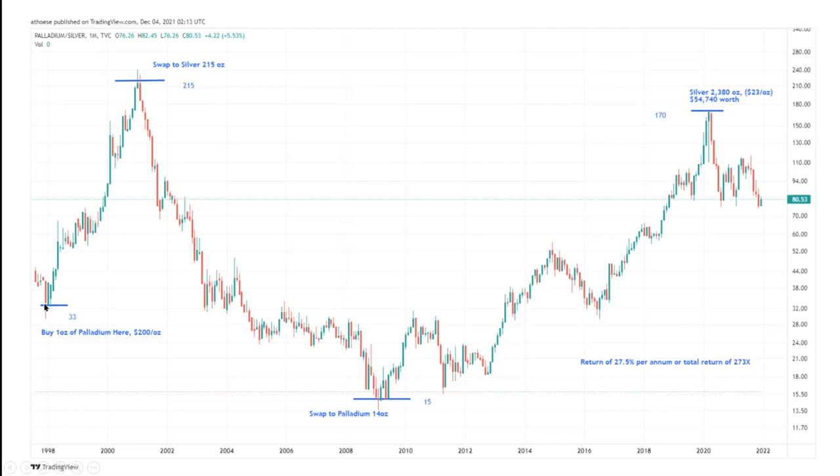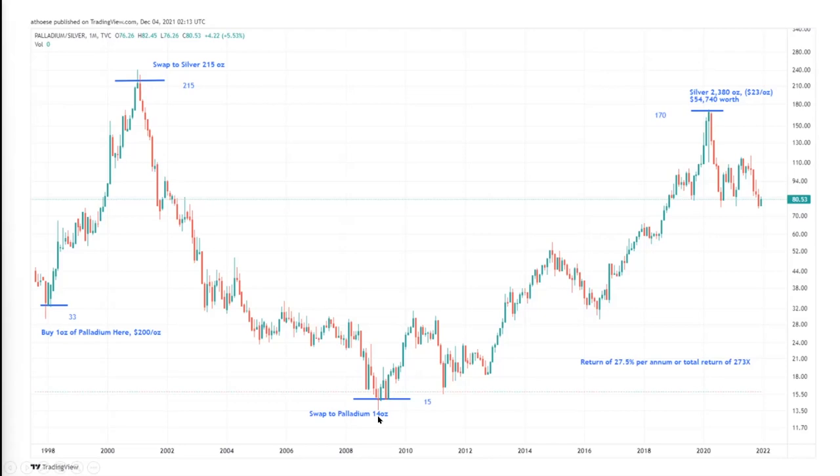So you buy 1 ounce for $200. You ride it all the way up. And at the ratio of 215, you swap your 1 ounce of palladium to silver. So that 1 ounce would then become, since the ratio is 215, 215 ounces of silver. You would ride this ratio all the way over this next almost decade. Palladium does very well in recovery phases of real estate. Silver does very well in more inflationary type periods. And this was a commodity bull market from 2000 to 2008, and silver outperforms palladium. So we were coming all the way back down.